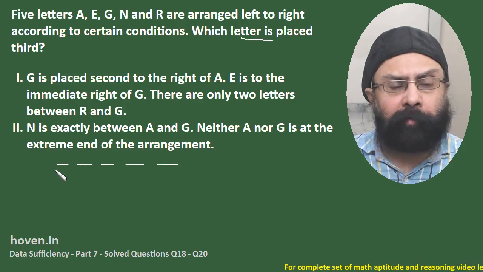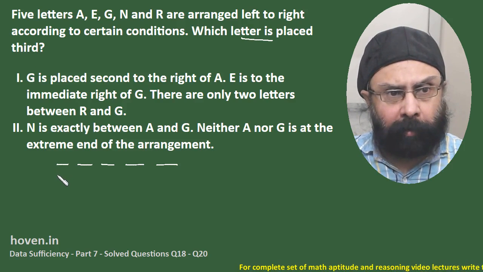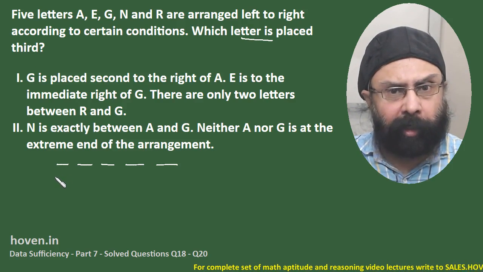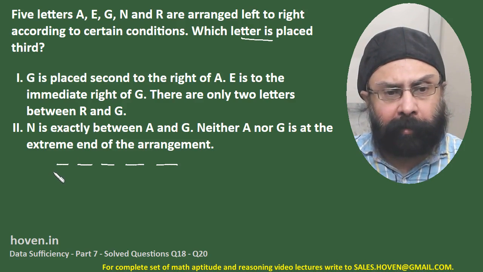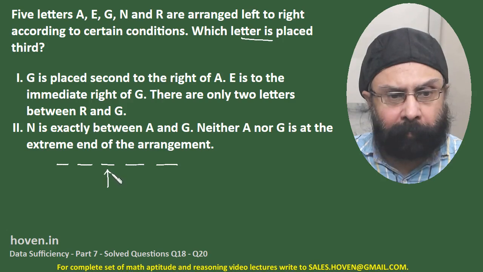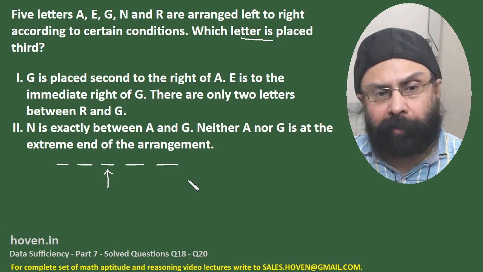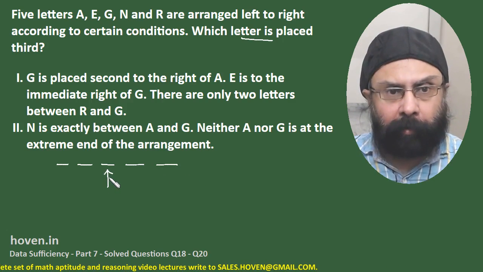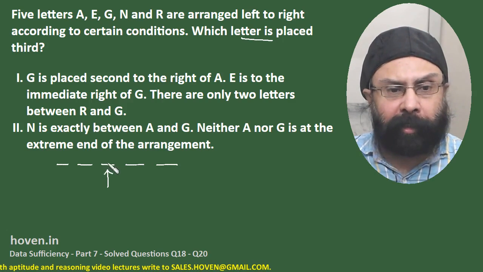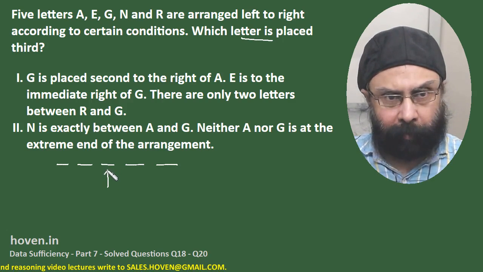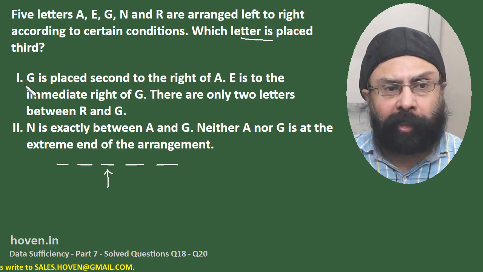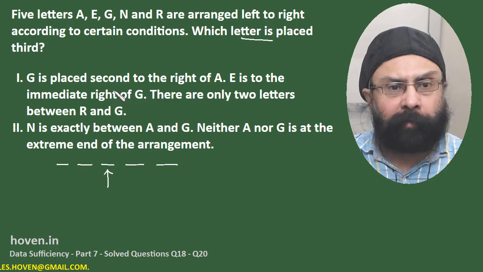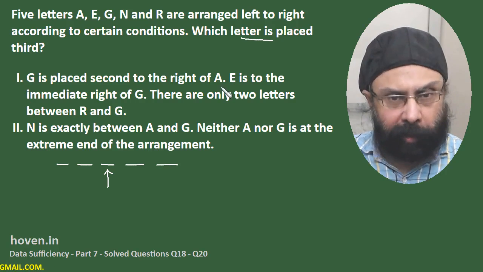He is not saying third from the left side or right side. He has kept a bit of ambiguity here. But let us say, if we look from the left side, this will be the third. If we look from the right side, this will be the third. So basically, we have to find out the letter in the middle. Either way. Question is clear. Let us apply the first condition alone. G is placed second to the right of A.